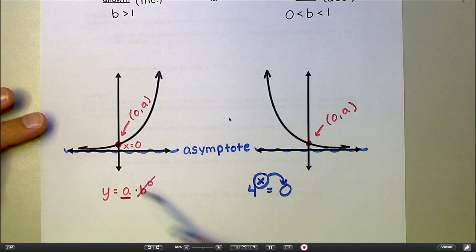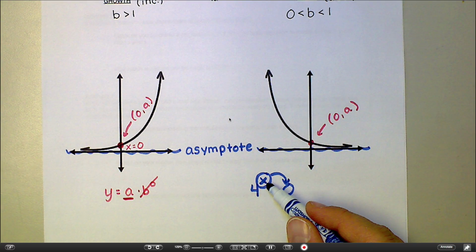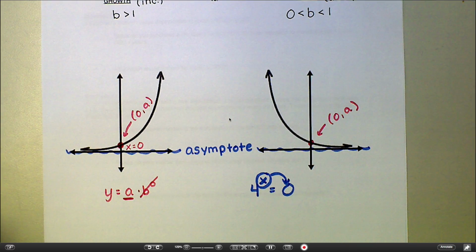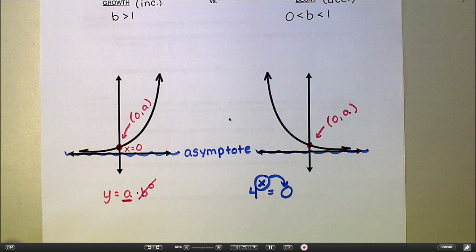Also, these functions can never be equal to a negative number. Remember, even if I put negative powers in here for x, it's never going to actually equal a negative value. A negative power is just going to flip it and make it a fraction. Okay? So these graphs will always have an asymptote at the x-axis, always have a y-intercept at the a value. Those are the things that you need to know about the graph.